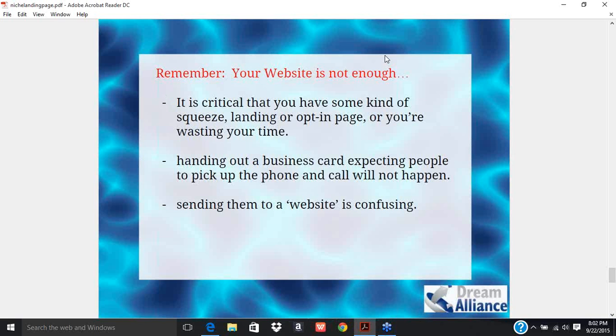This is actually the most important step in the whole process. So handing out a business card, expecting people to call or pick up the phone, or putting your phone number on the website or a contact form, none of that's going to work. Okay? You have to reach out. You either have to get them into this funnel, or you need to pick up the phone and call these people one by one.